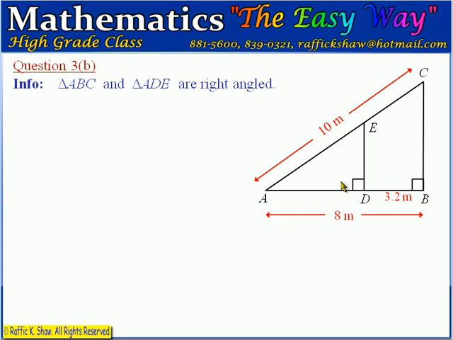So there are two right angled triangles, and we are given these dimensions. This length AC is 10 meters, AB across here is 8 meters, and BD right here is 3.2 meters.